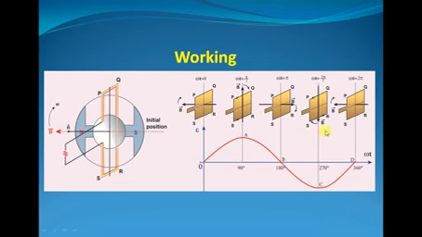Next, the field magnet comes back to its original position, completing 360 degrees. As we know from a circle, it should complete 360 degrees. Again it comes to the original position and the induced EMF becomes 0 again. So it completes one cycle.